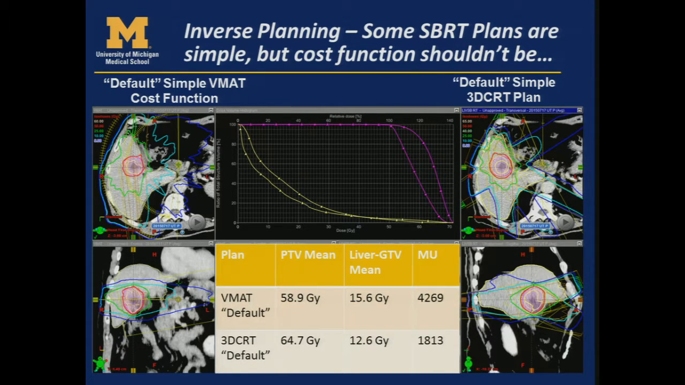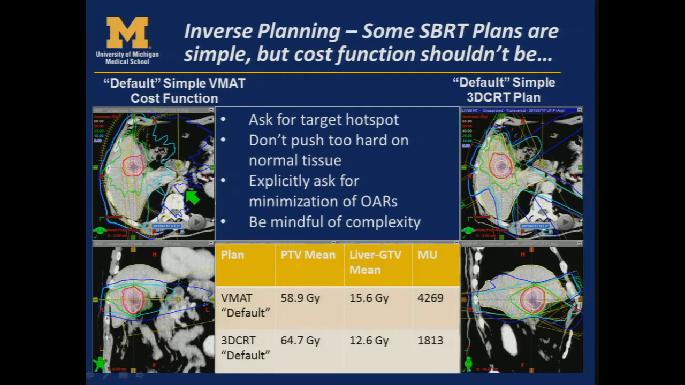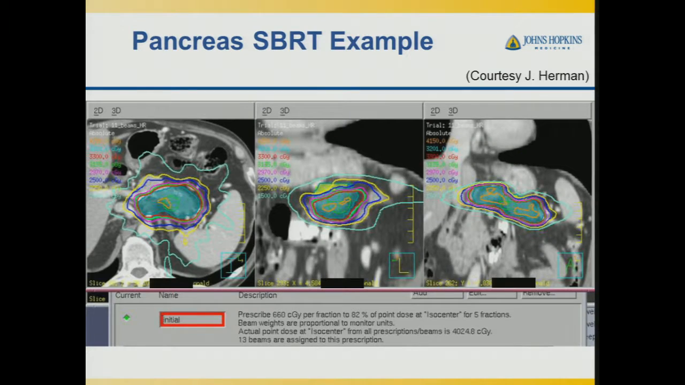And so you want to set up your cost function to try to cause a hot spot in your tumor and also to really push down your normal tissues. So ask for a target hotspot. Don't push too hard on the normal tissue objective because it could end up with a lot of monitor units. And explicitly ask for minimization of OARs that you care about, like normal liver and abdominal structures. And be mindful of your complexity because you can run up the monitor units quite a lot.